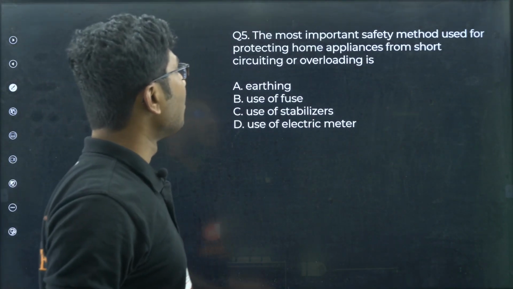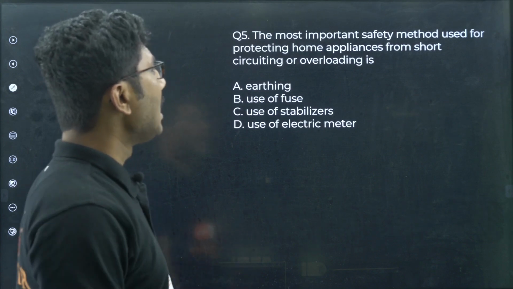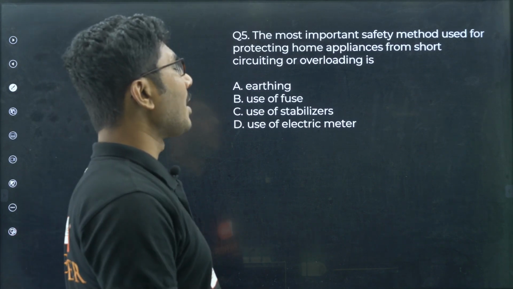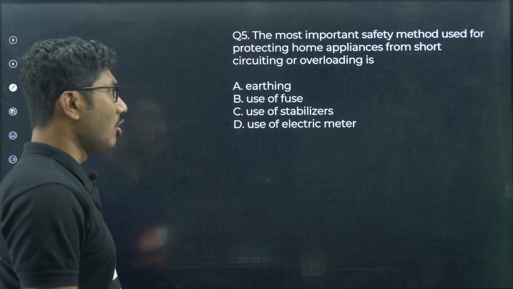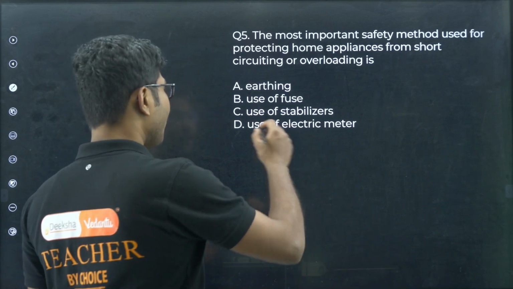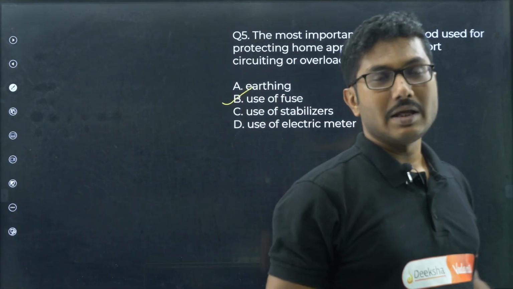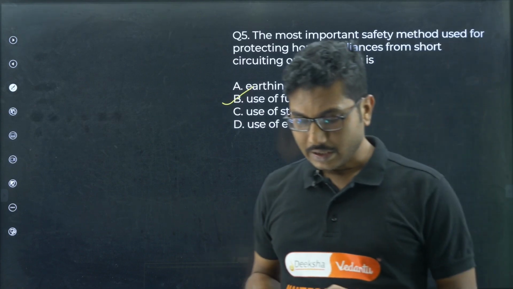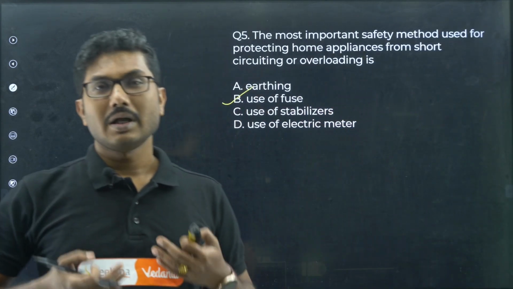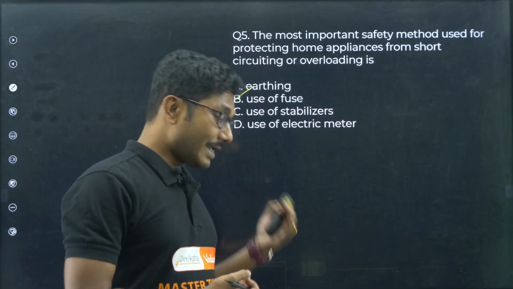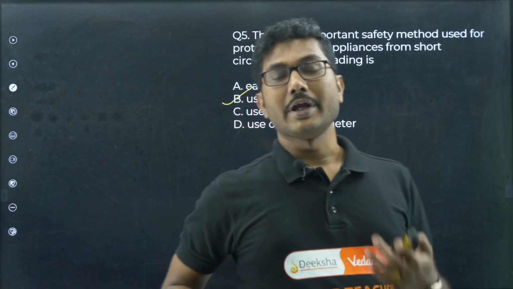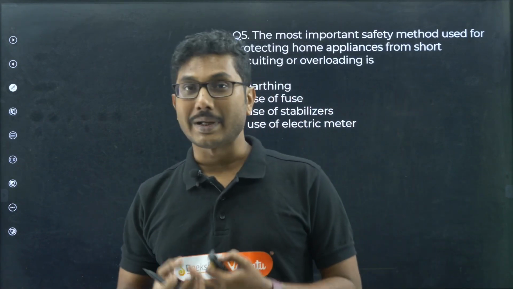Now, question number 5: the most important safety method used for protecting home appliances from short circuiting or overloading is obviously the use of a fuse. A fuse is a device which is mandatory for all the costly equipment, so that our devices stay protected from overloading or short circuiting. There are two different mechanisms.